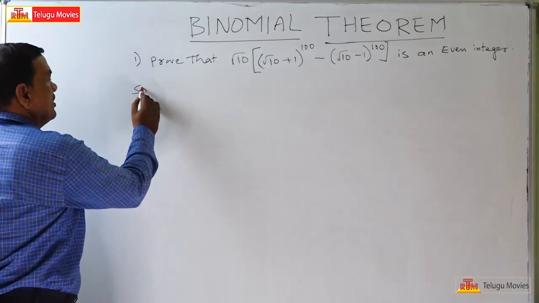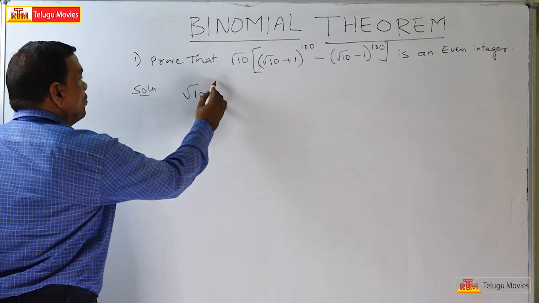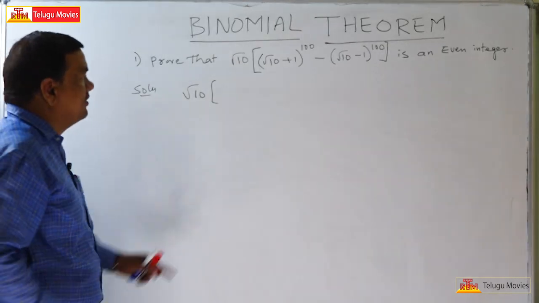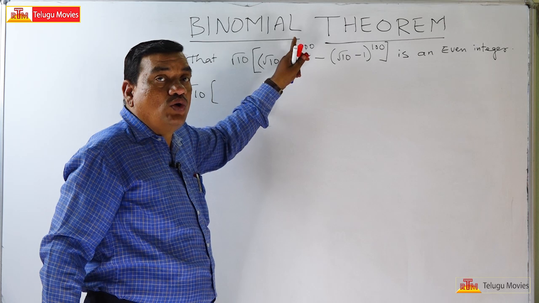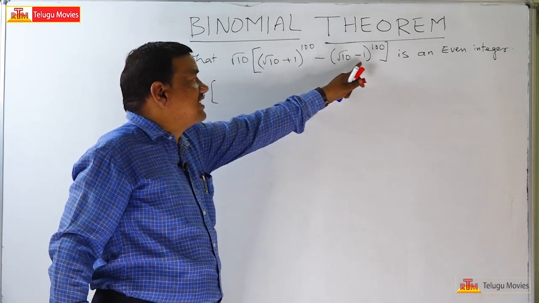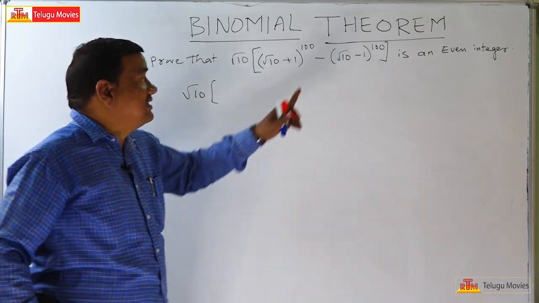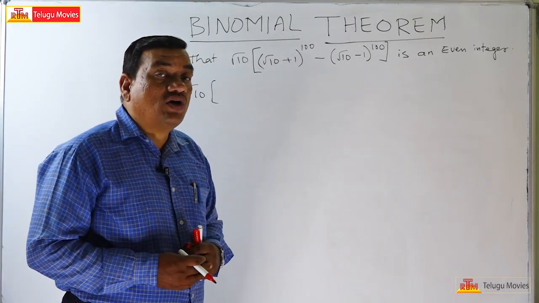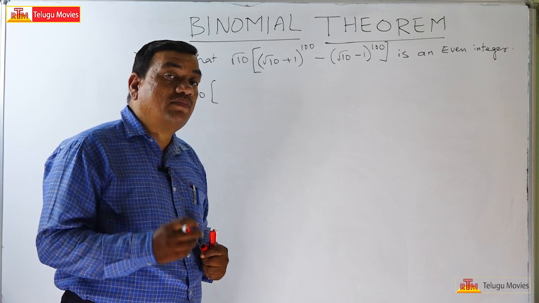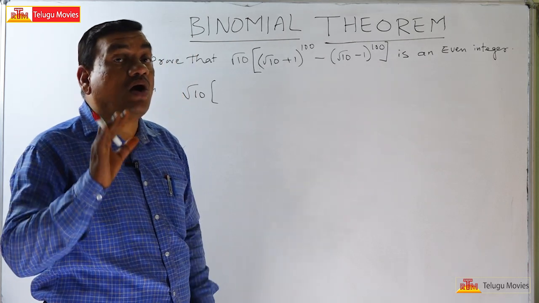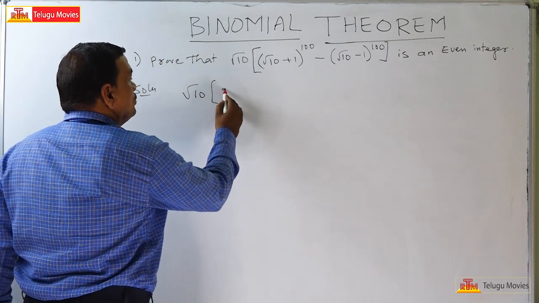Coming to the solution here. So, this is a root 10. See here this expansion: (x + y)^n - (x - y)^n. Here minus is there. So immediately what we have to remember? We have to remember that the suffixes will be odd numbers. That is 2 times.